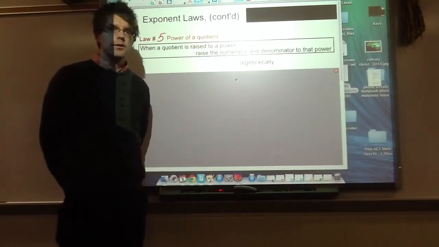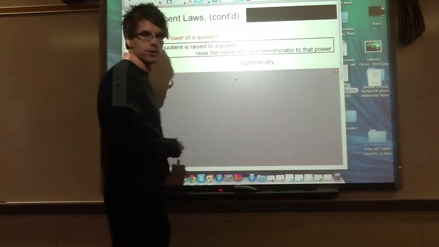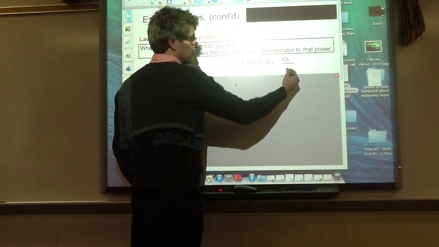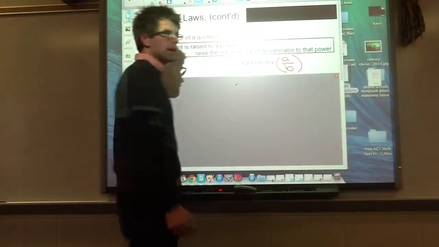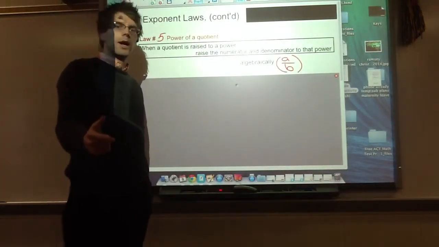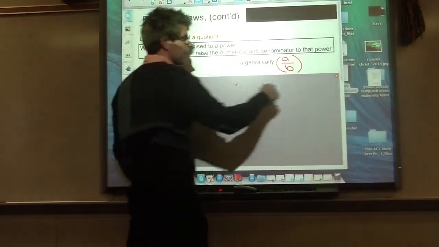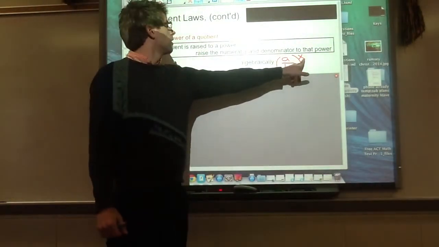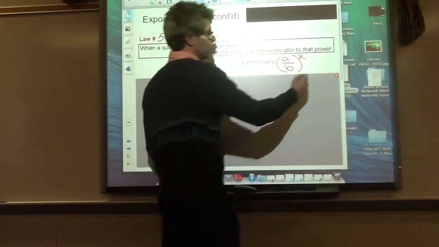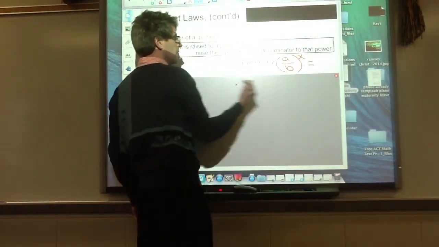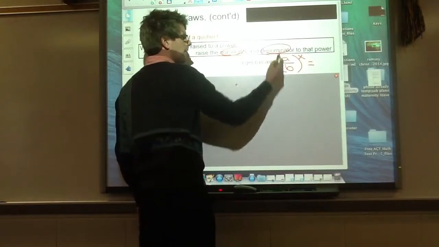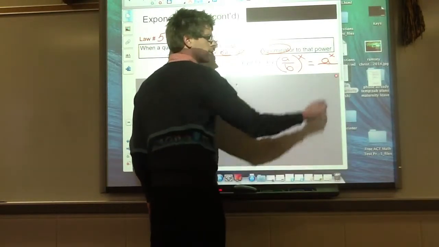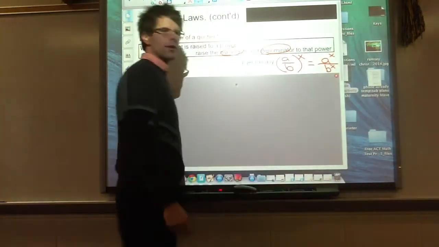Of course, algebraically, we might represent that like this, where we have something like a quotient that says A divided by B, and we'll raise that to the power of X. Okay, we have a power of a quotient here. And that power, that exponent, is going to go on the numerator and the denominator. So now we will put the A to the power of X and B to the power of X.